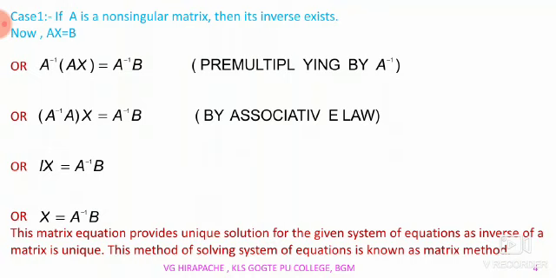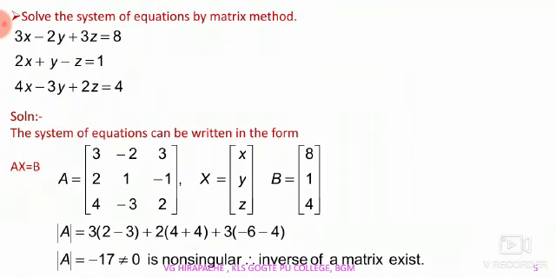By using this equation, we are going to solve a few examples to solve the system of linear equations. Let me begin with the first question, which is a solved question from the textbook. The question in the examination will be given like this. Solve the system of equations by matrix method. The first equation is 3x minus 2y plus 3z is equal to 8. Another equation is 2x plus y minus z is equal to 1.